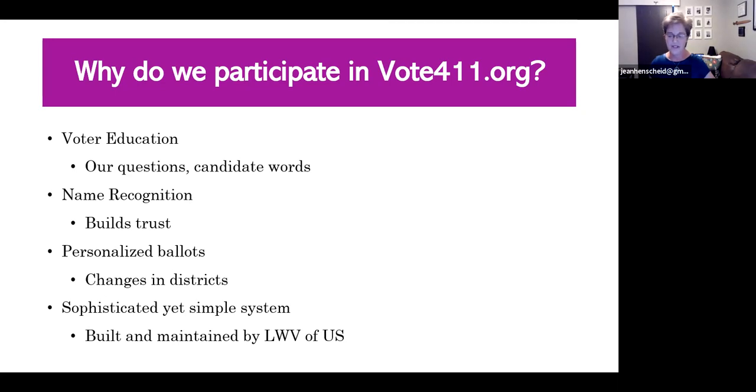The ballots are personalized. Each user enters their address. It's a huge clearinghouse for informing voters of their choice. It's all guided by GPS. So when a district changes, we update that mapping. And it's sophisticated. Obviously, this cutting edge technology behind the scenes is all built and maintained for us.